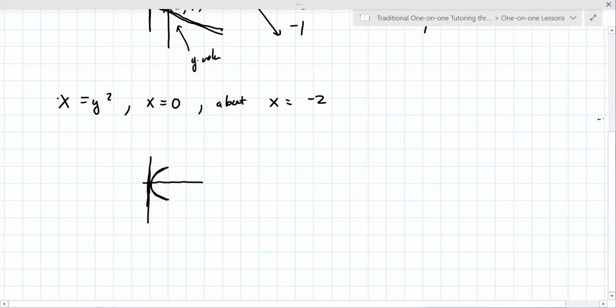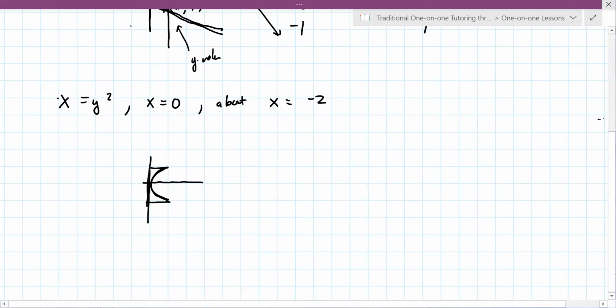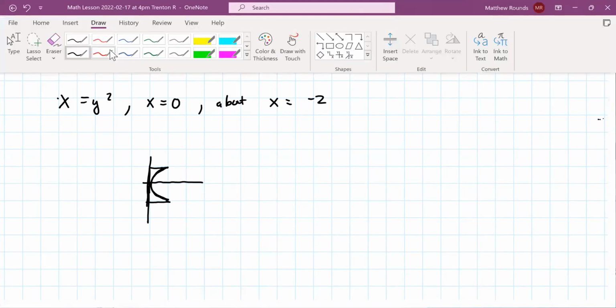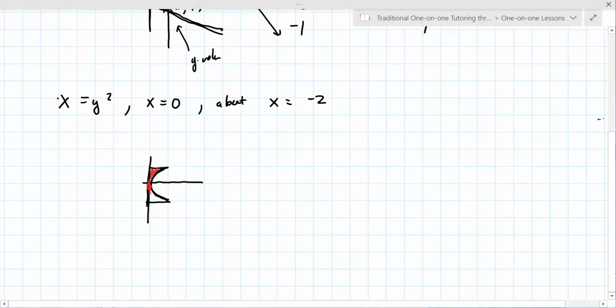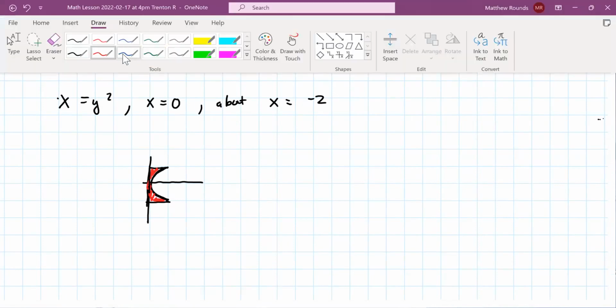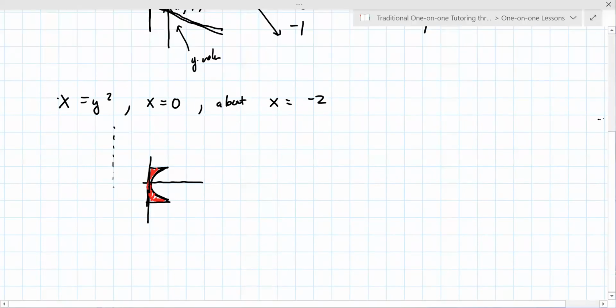Here's the line x equals 0. So it creates this kind of region, I don't know what you want to call that, but let me use a different color here this time. And here, it's this region in here. But this time we're revolving it around the line x equals -2. So x equals -2 is over here. Now this time there's a gap. Right. So is it a disk or a washer? This is a washer. It's a washer.